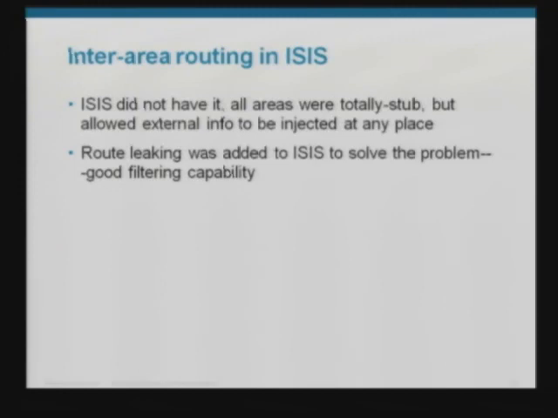So ISIS did not have this inter-area routing. So if you want to leak something in ISIS, you have to use the route leaking capability. And also, if you want to leak an external, that's not a problem with ISIS. You can just do the redistribution. Even though we are calling it totally stubby, it's close to NSSA, where the stubby nature of the area is preserved, but you are still able to leak external routing information. That's why we are comparing it with the NSSA of OSPF, that you're limited in leaking the routes in ISIS.